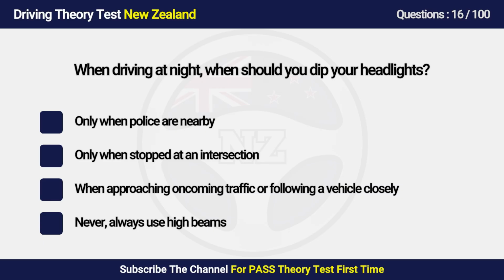A. Only when police are nearby. B. Only when stopped at an intersection. C. When approaching oncoming traffic or following a vehicle closely. D. Never, always use high beams.